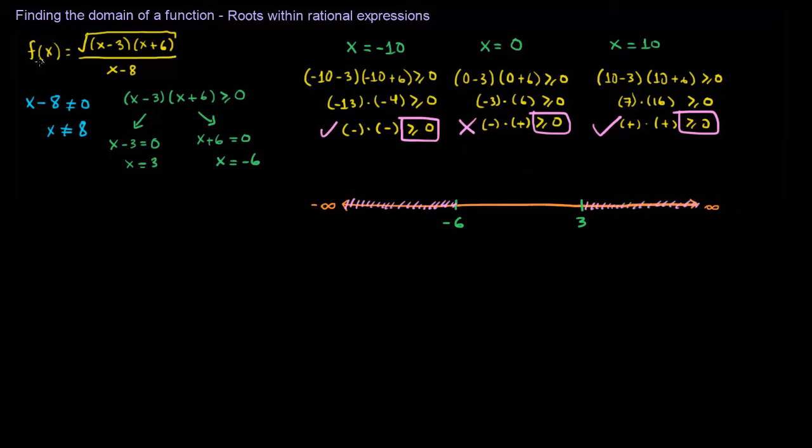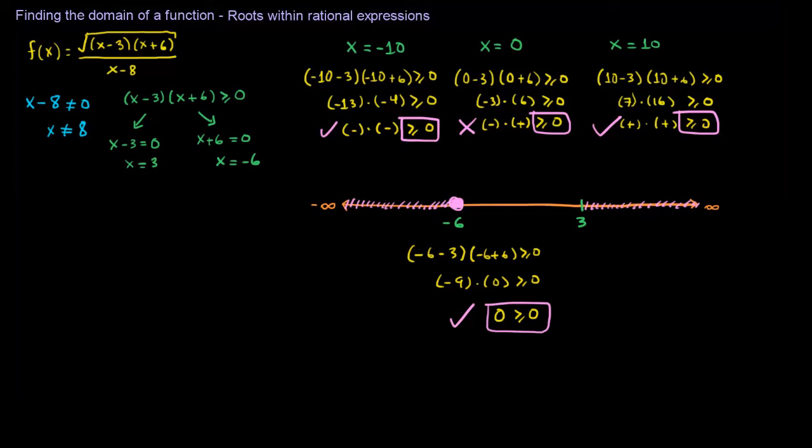Now it would be wiser to test what happens with the -6 and the 3. It will prove more useful in a future example, but I'm just going to do it here anyway. It would be -6 minus 3 times -6 plus 6 greater or equal than 0. We get a -9 times a 0 greater or equal than 0, so 0 greater or equal than 0. Yes, it is. It falls into the equal part of it. So we include the -6 in the result.